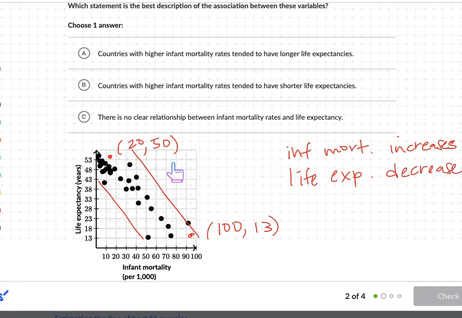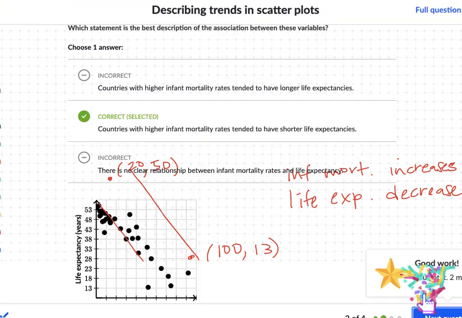Okay, interesting. And this is different countries. So countries with higher infant mortality rates tend to have longer life expectancy. Nope, we saw that decreasing. Countries with higher infant mortality rates, increasing, tended to have shorter life expectancy, decrease. That one looks like it would be correct. Yep.